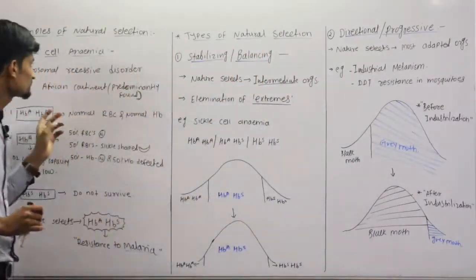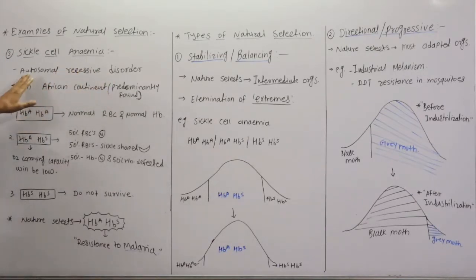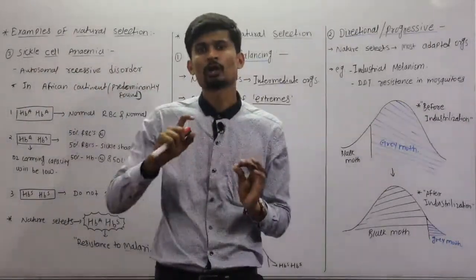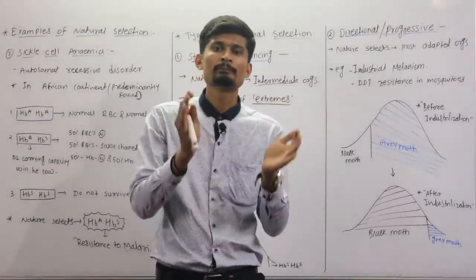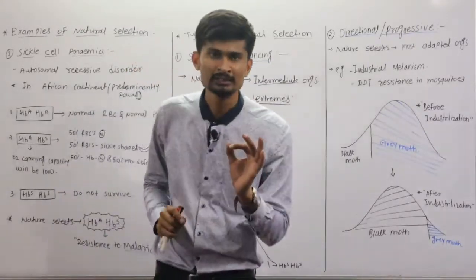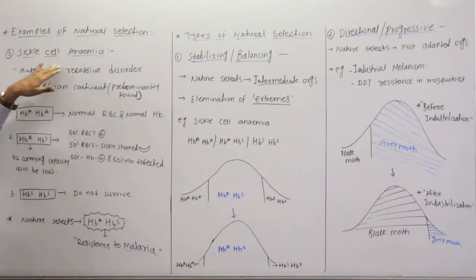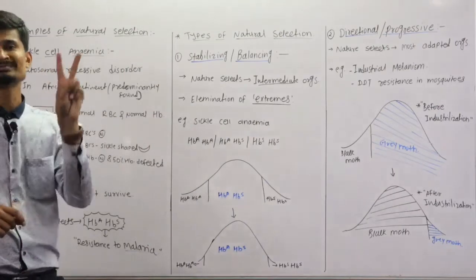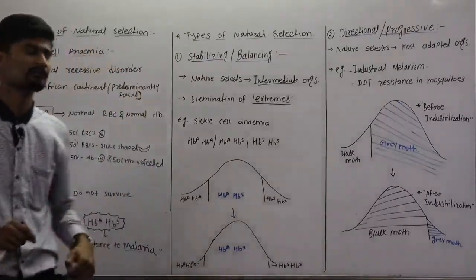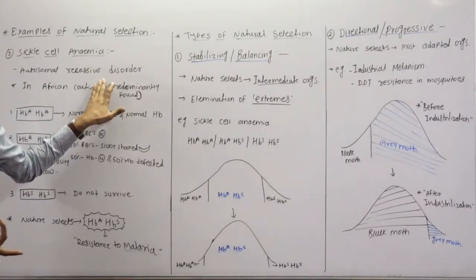So this is an autosomal recessive disorder. It is a genetic disorder. It means that it is due to the autosomal chromosomes, the first 22 pairs. It is not related to the sex chromosome, which is the 23rd pair in human beings, and it is a recessive disorder. So for the development of sickle cell anemia, there should be two recessive genes, and only then can it develop. You know that very well, an autosomal recessive disorder.